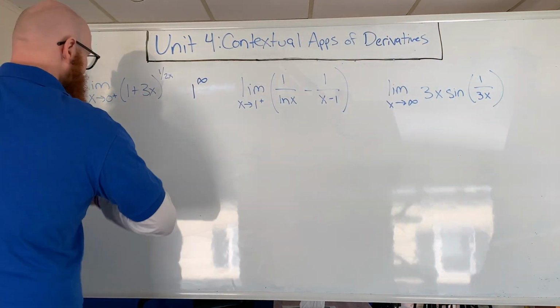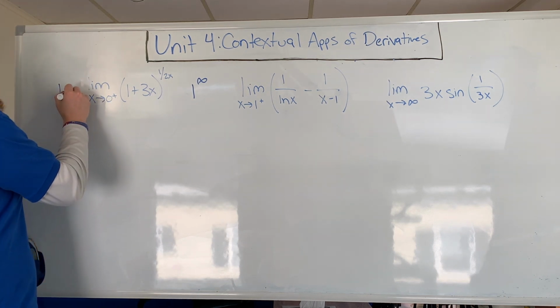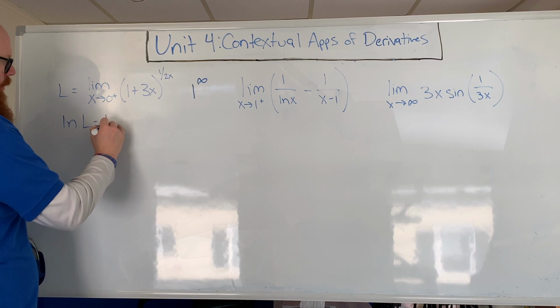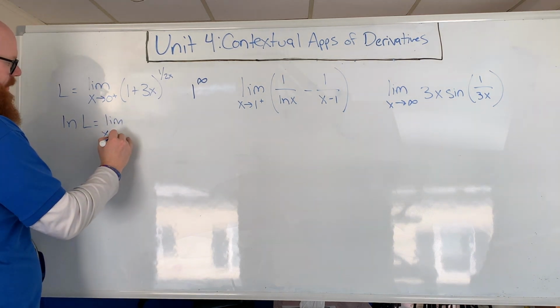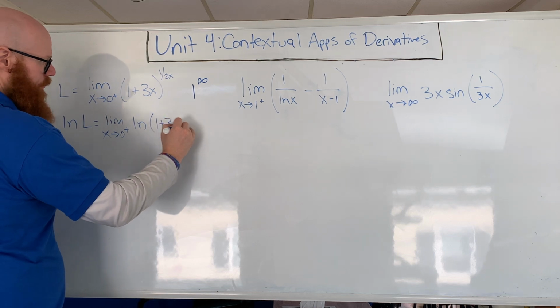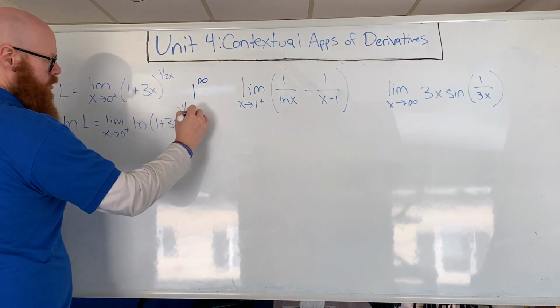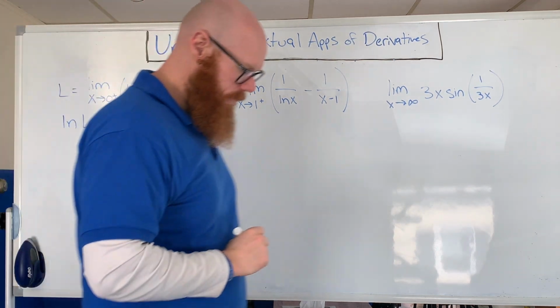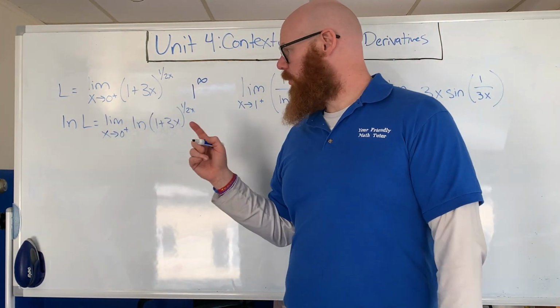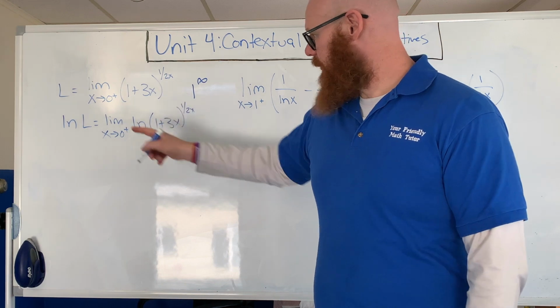So here's how we do this. We're going to set this equal to L, and we're going to take the natural log of both sides. So the natural log of L is equal to the limit as x approaches 0 from the right of the natural log of 1 plus 3x to the 1 over 2x. And then the reason we took the ln on both sides is that we use this fact that we can bring this in front.